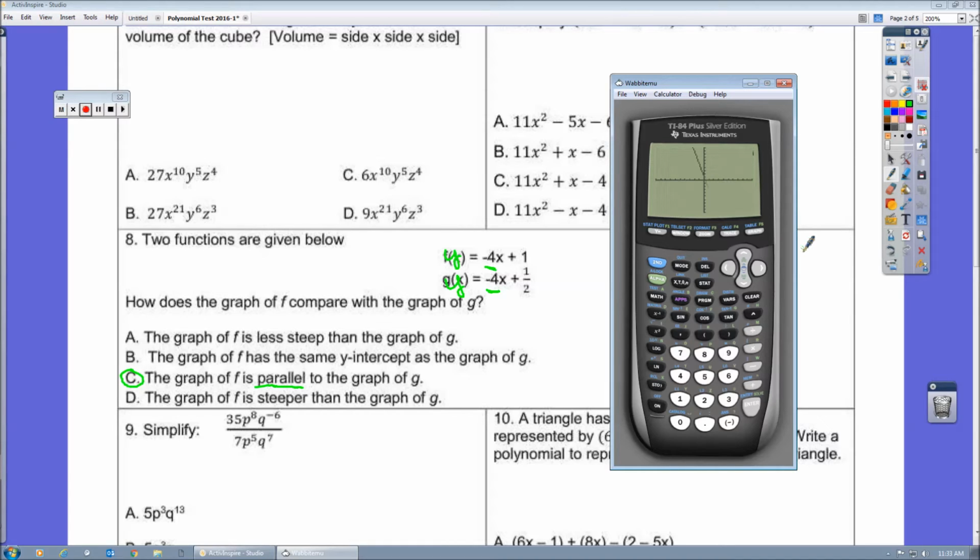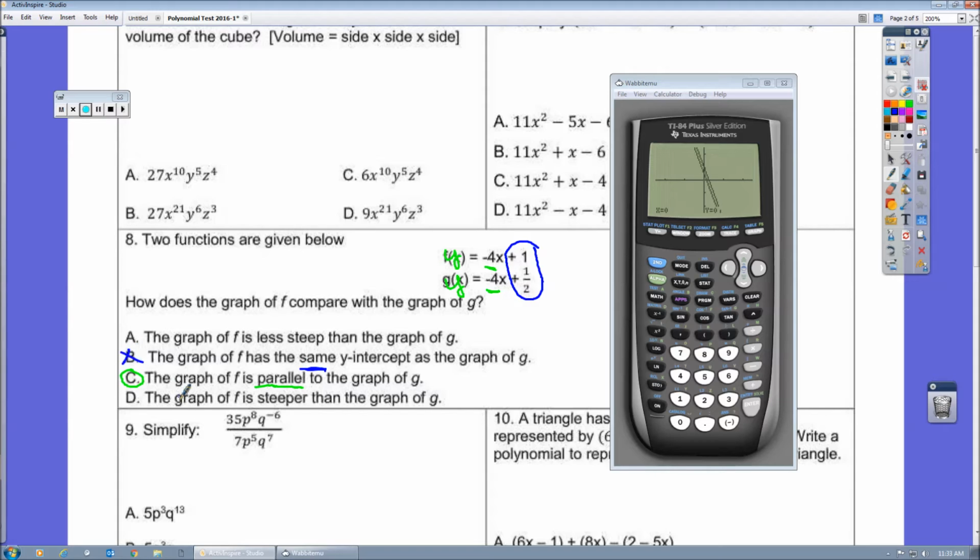And then you hit graph, and you said, oh, they have the same y-intercept because it looks like they're crossing at the same place right there. But actually, if you zoom in, I'm going to zoom in, you'll see that one of them crosses at 1, the other one crosses at half. If you didn't see that, you can look right here, guys. Look, they have different y-intercepts. They do not have the same y-intercept.